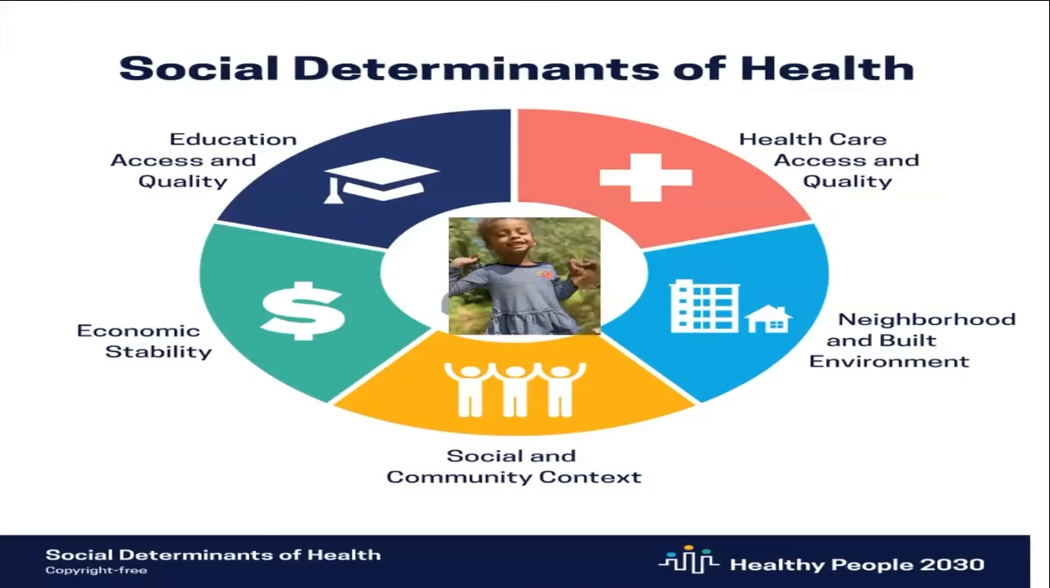So as we take a deeper dive into the midstream drivers, we know that there are social determinants of health. As we look around this wheel, you'll notice that healthcare access and quality is one of several determinants, and in fact only contributes 20% to health outcomes, whereas neighborhood and built environment, social and community context, economic stability, as well as education access and quality together are more impactful than healthcare access and quality.